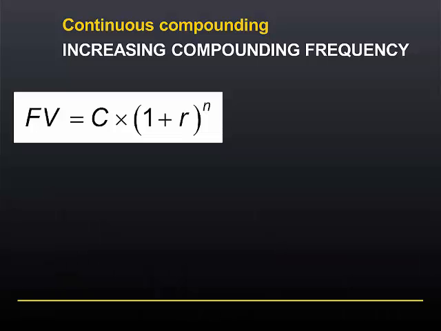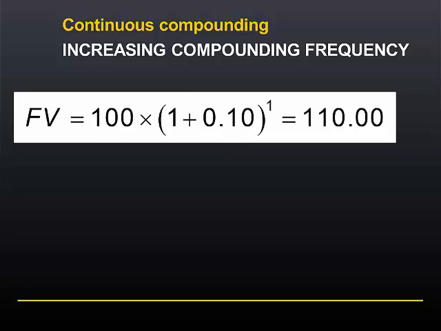In the previous module, we looked at the effect on the future value or the present value of a cash flow as we change the number of compounding periods in a year. If we start with the basic formula for the future value of a cash flow, and we assume the cash flow is $100, the interest rate is 10%. If we have annual compounding, then the future value after 1 year will be $110.